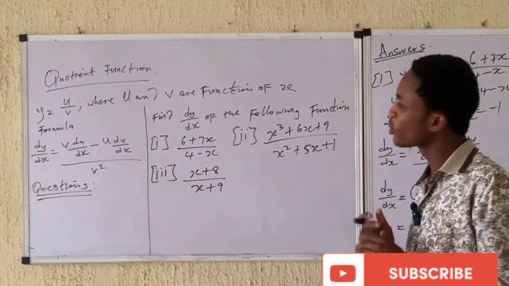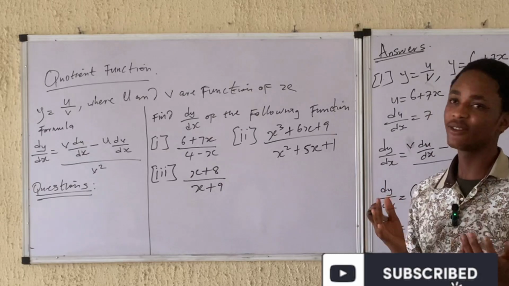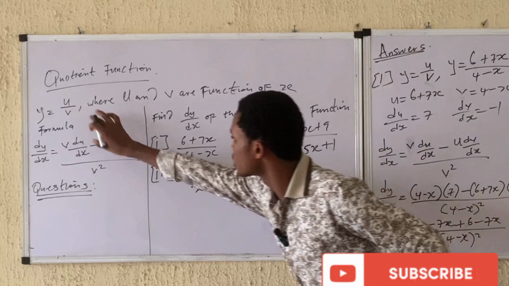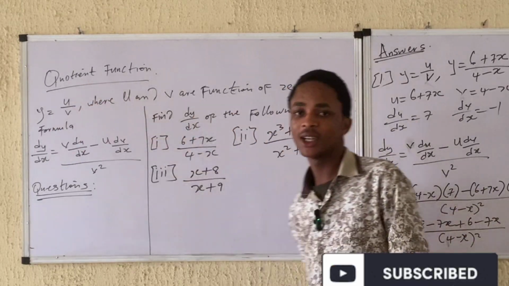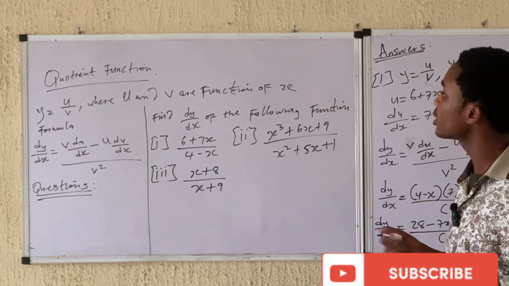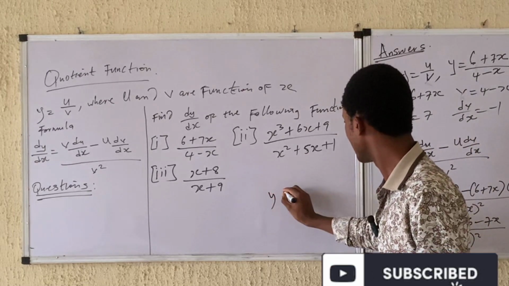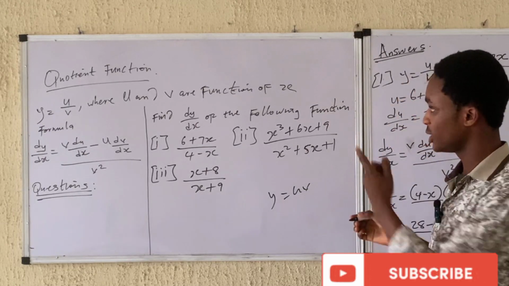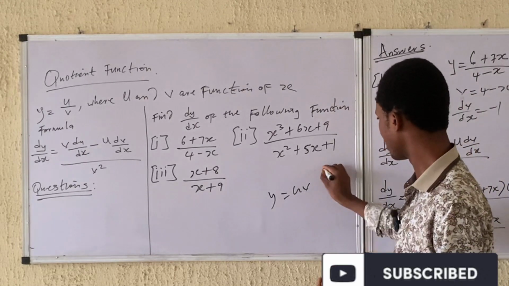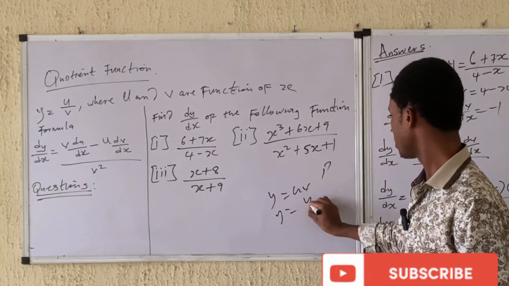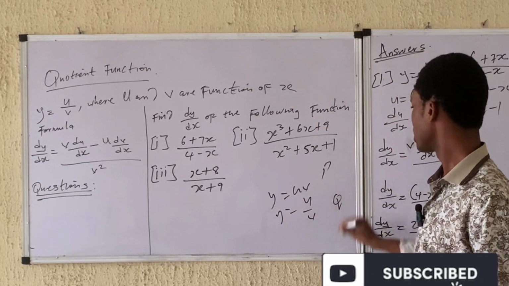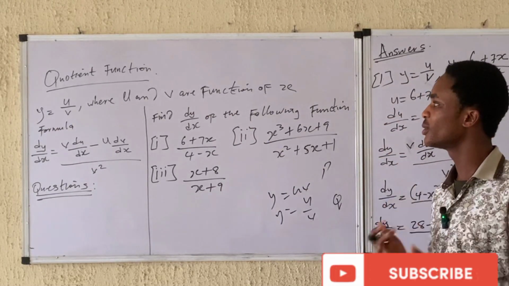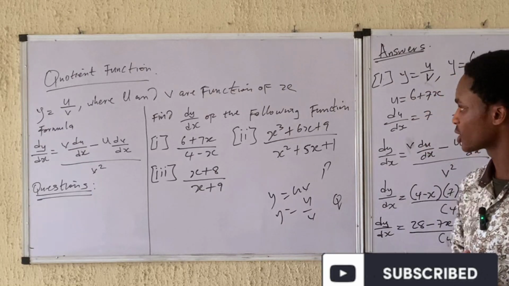Now remember, the quotient function and the product function are kind of the same. The difference is displayed on the board. Here, y equals u all over v. Remember our product function is y equals uv. So the product is y equals uv, while y equals u over v is for the quotient, where u and v are functions of x. That's the difference between the quotient and product functions.